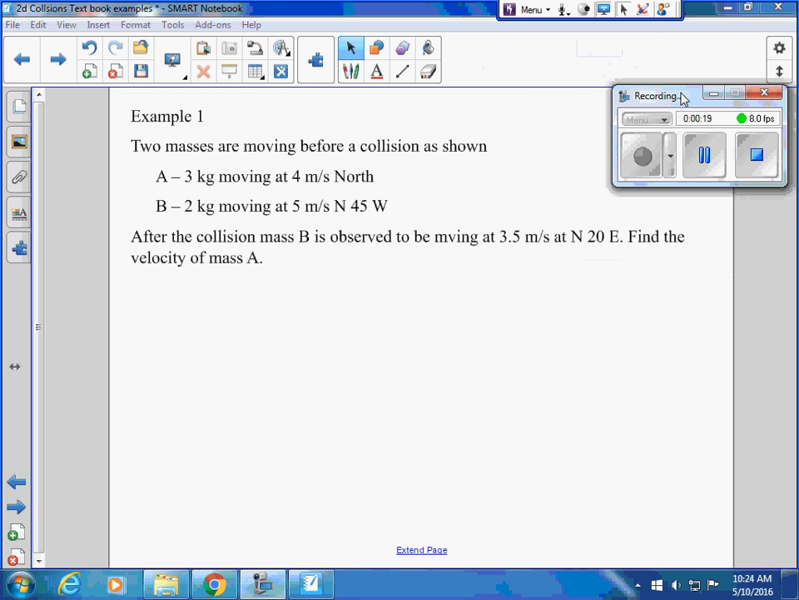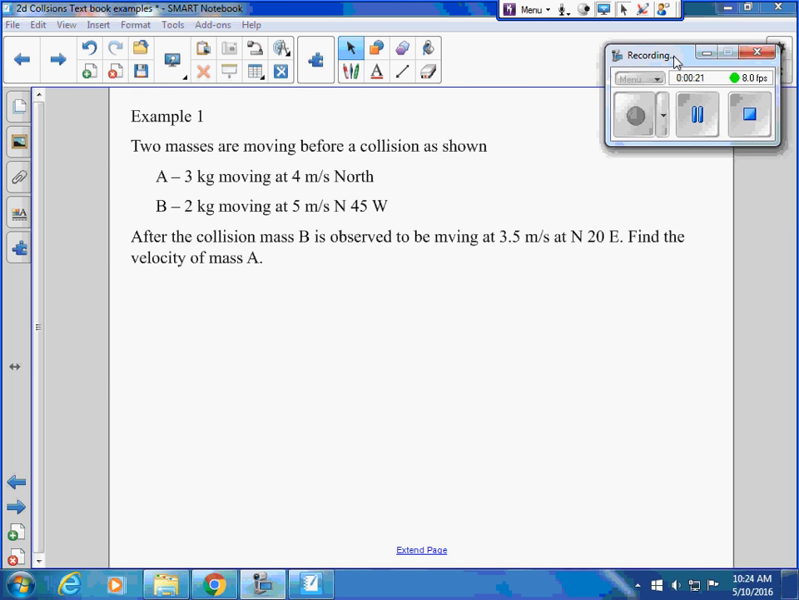Awesome. Okay, so I'm going to do two of these types of problems. We have two masses moving before a collision, as shown. We have a 3 kilogram mass moving at 4 meters per second north and a 2 kilogram mass moving at 5 meters per second at north 45 degrees west. Now, obviously, in curling, the stones would be identical sizes, or at least very close, but this is a different situation. After the collision, mass B is observed to be moving at 3.5 meters per second at north 20 east. Find the velocity of mass A.